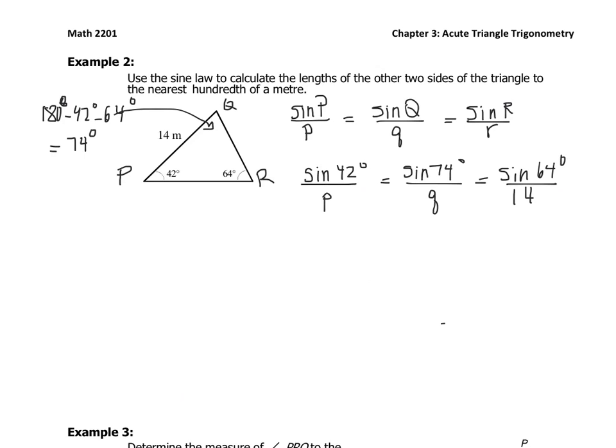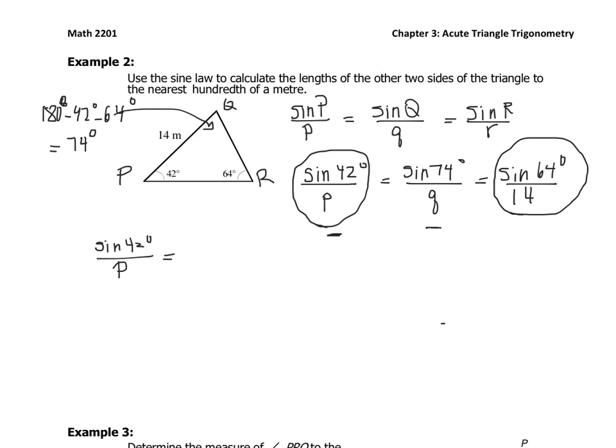So when we look at the three ratios there, we need to find the two side lengths. So if I start with the first one, I would need to match it up with the last one, because that will give me only one unknown. It wouldn't be a good idea to match these two up together, because there'd be a P and a Q that we don't know. So off to the side here now, we do sine of 42 over P equals sine of 64 over 14.